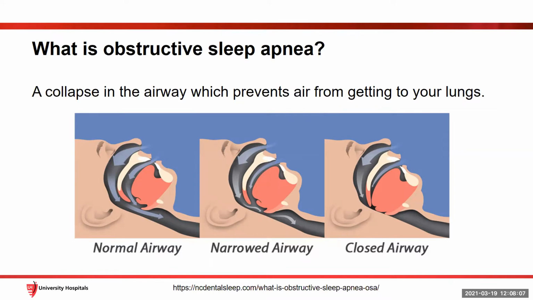And then all the way to the closed airway, you can see that the air goes in through the nose. However, it's not able to cross at all through to the lungs. And what that causes is problems with sleeping and getting oxygen that you need while you're sleeping because you're not getting enough air through to your system.